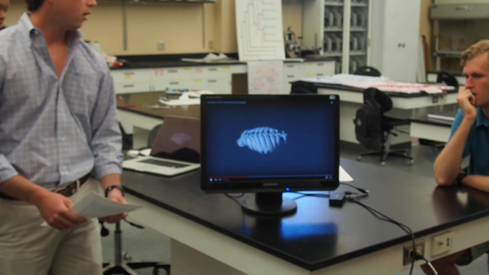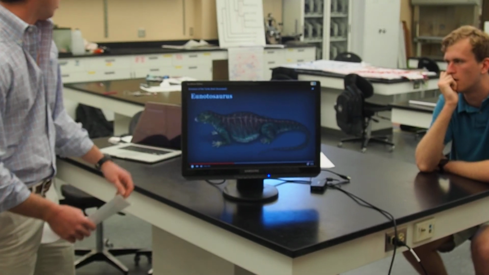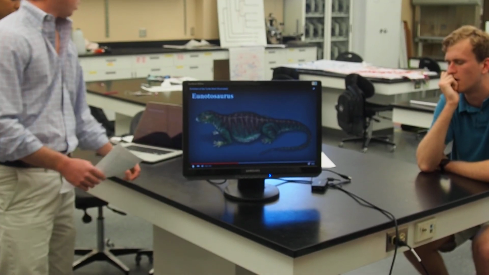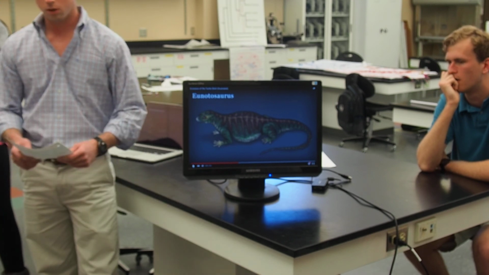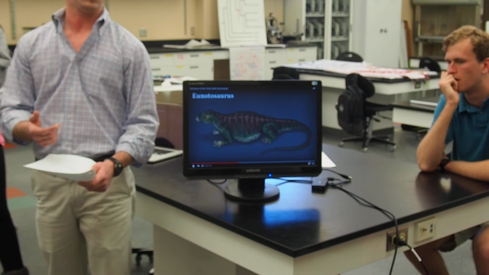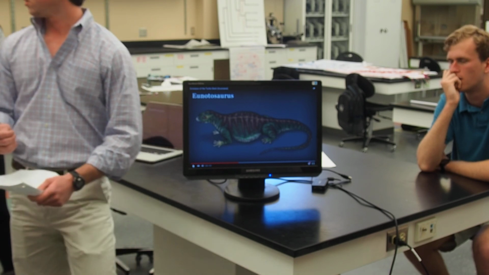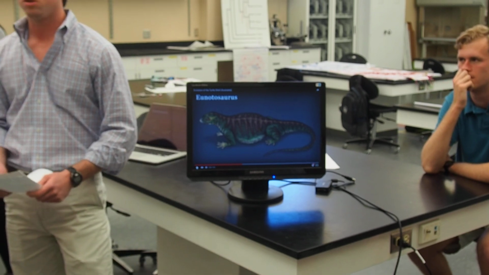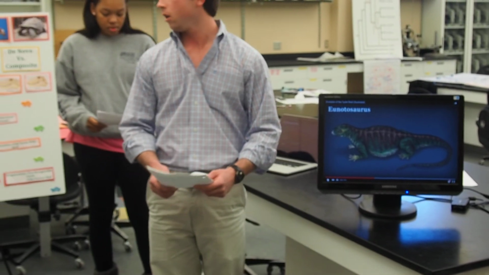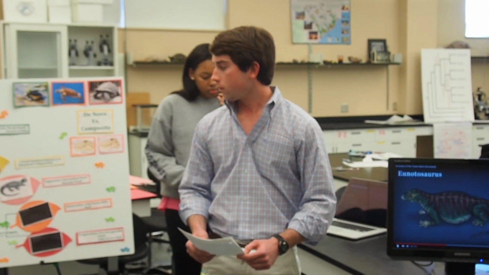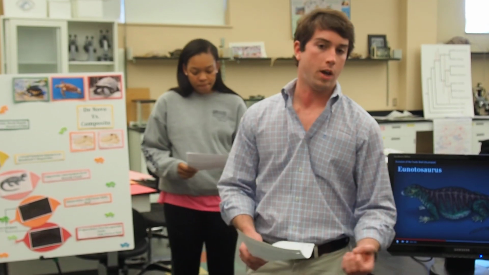The next transitional form is the Eunotosaurus, as you're about to see here. The skeletal structure of a Eunotosaurus is really significant in that it has broadened ribs. So it's the first stem turtle that we've seen in the fossil record. It lived about 260 million years ago. Its fossil was found in South Africa. It has several defining characteristics.